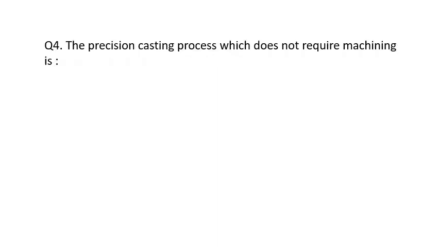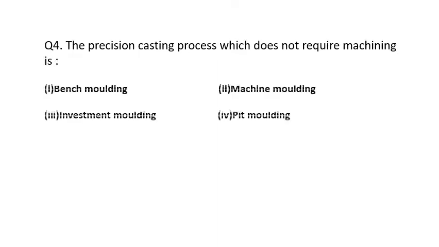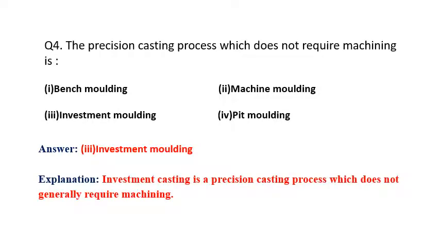The precision casting process, which does not require machining, is option 1 bench molding, option 2 machine molding, option 3 investment molding, and option 4 pit molding. Answer is option 3, investment molding. Investment casting is a precision casting process which does not require machining.